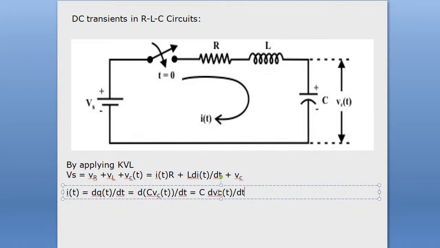If you have any confusion understanding this point, let me know or write it in your chat box. Therefore, we can write I of t in terms of Vc, the voltage drop across the capacitor, as I of t equal to C dVc(t) by dt. If you face difficulty understanding this point, write your confusion in the chat box.